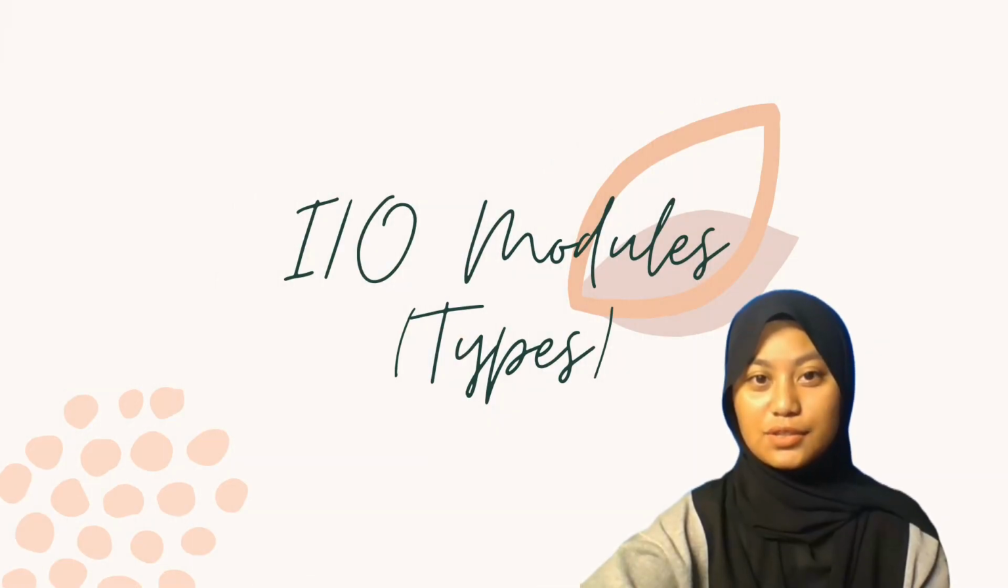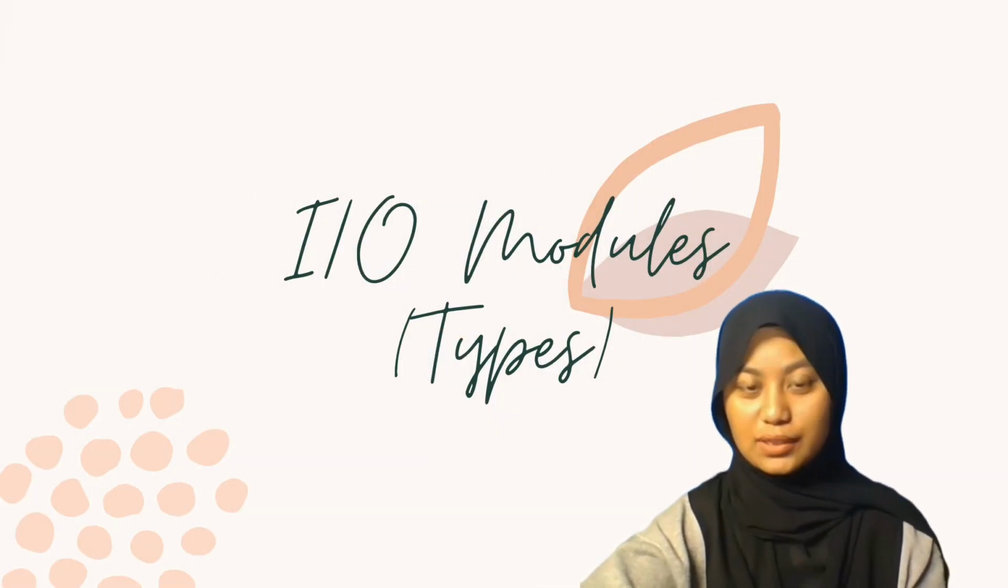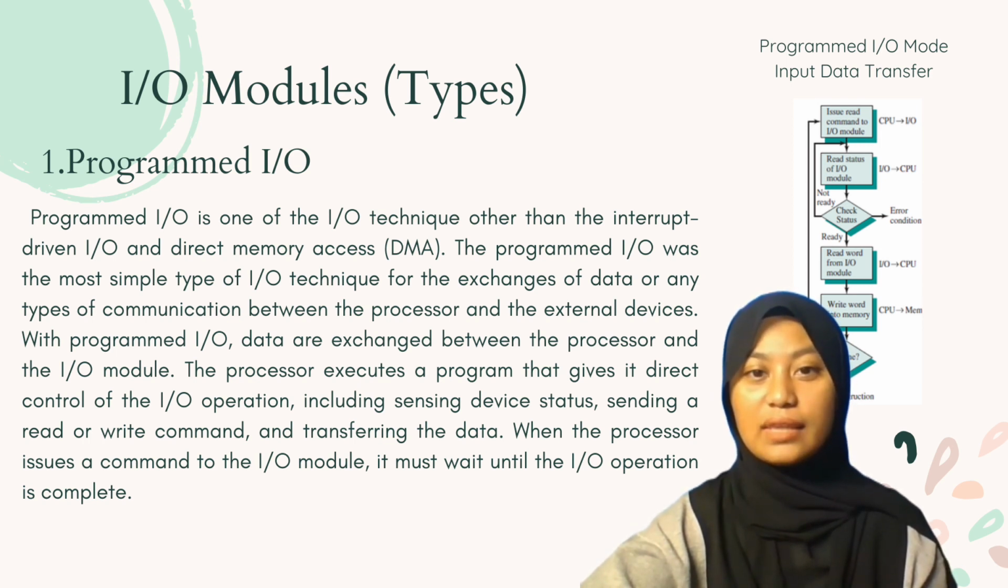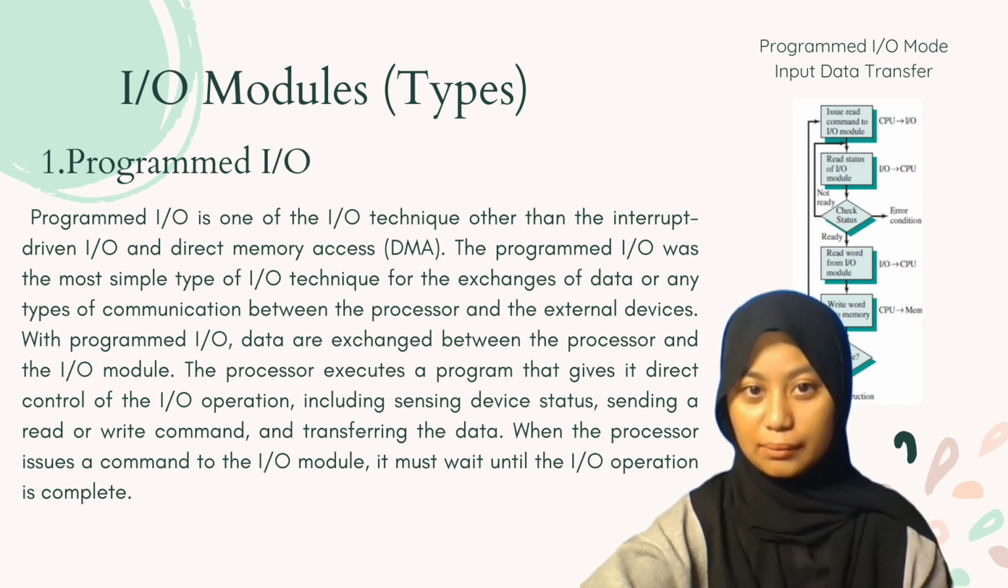So we continue to talk about the types of I/O modules. So basically, I/O modules are an essential part of computer architecture. They are responsible for transferring data between the CPU and external device. And there are three types of I/O techniques, which is programmed I/O, one of the I/O technique other than the interrupt driven I/O and direct memory access (DMA).